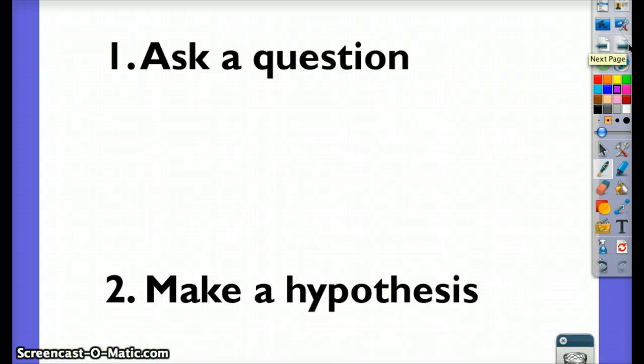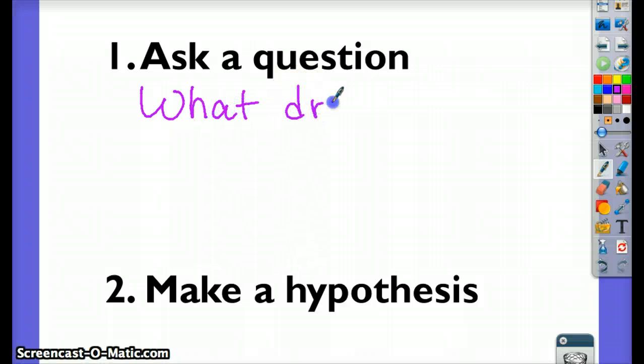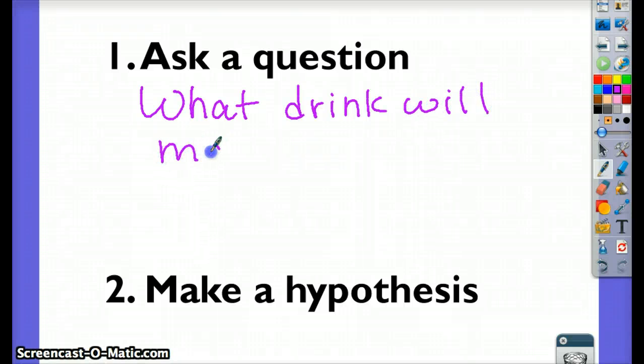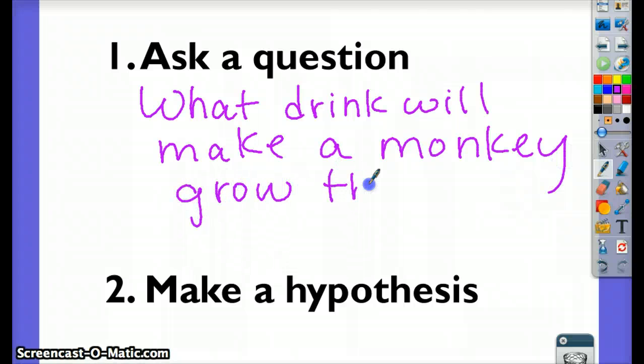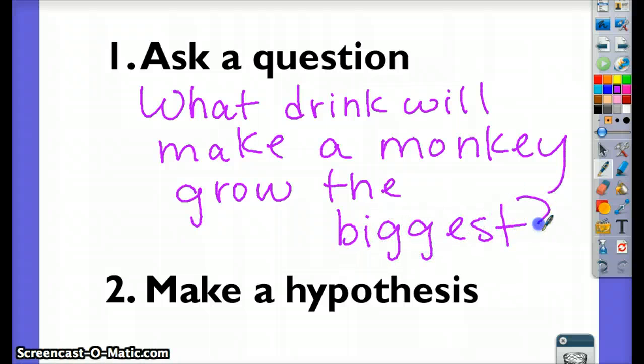So going through these individually, the first one is to ask a question. Okay, and like today or tomorrow in class, depending on when you're looking at this, we are going to see what drink or liquid, we can say drink, will make a monkey grow the biggest. Okay, that is your question.